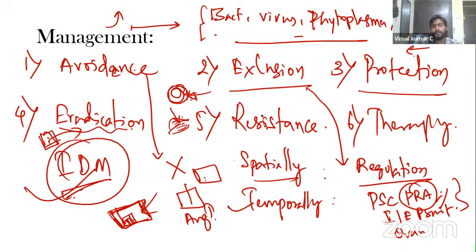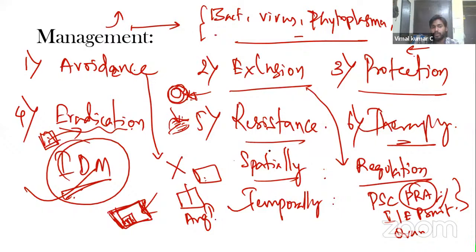And resistance. As you know, the resistance genes will be there, right? The resistance genes or tolerance genes. So you are using that to evade the pathogen. And therapy, in the same way, is a combination of protection and eradication. You can see therapy in some textbooks; therapy is nothing but trying to cure the tissue also. So that is also a kind of therapy. So these are all the strategies for how you can plan to control a particular disease.